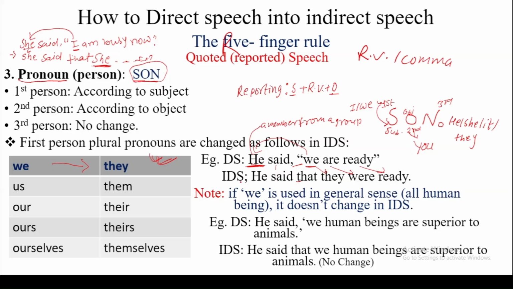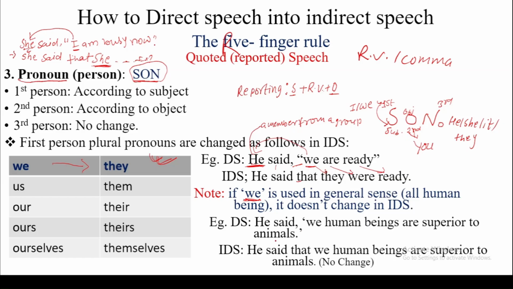But regarding this rule, we have to take care that if the first person pronoun we is used in a general sense, like all human beings, it does not change in indirect speech. If the pronoun we gives the meaning of human beings, it is not changed in indirect speech. For example, he said, "We human beings are superior to animals."